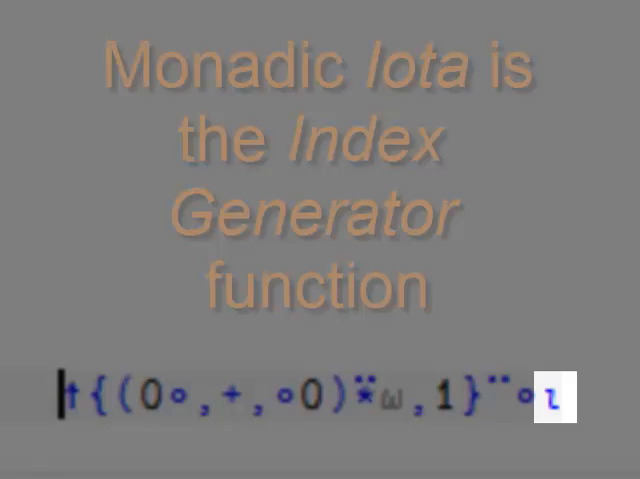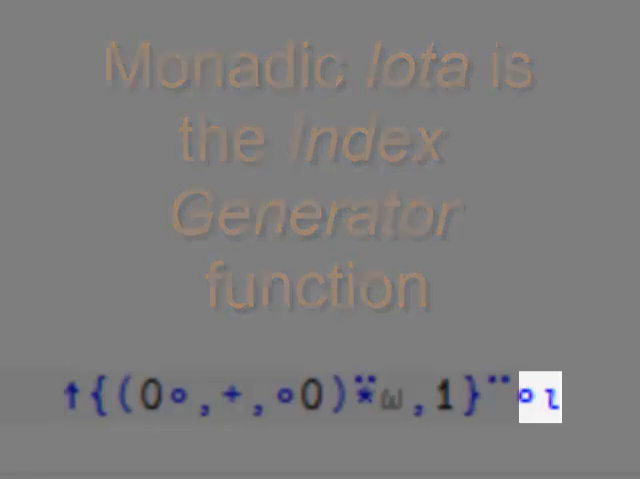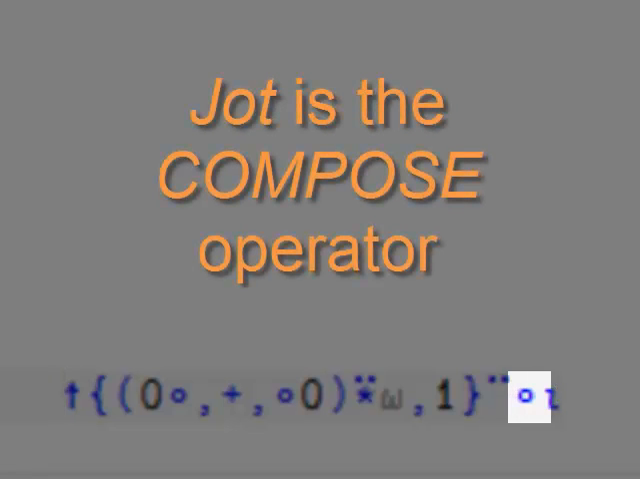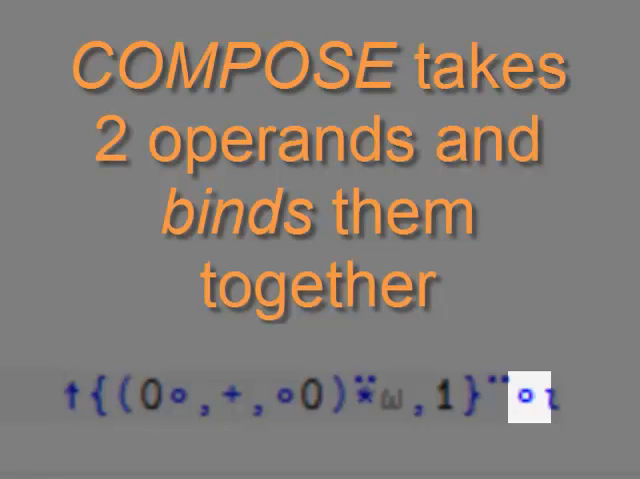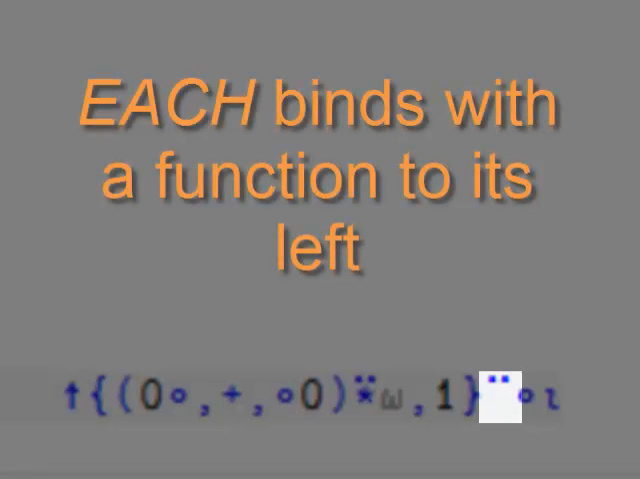The first symbol is iota, the index generator function. The second symbol is jot, the compose operator. Compose accepts two arguments. Each may be a function or an array. The third symbol is dieresis, another operator named each, which means that the left operand to compose is not an array. It is a derived function, made of another function, which must be bound to each for compose to work.